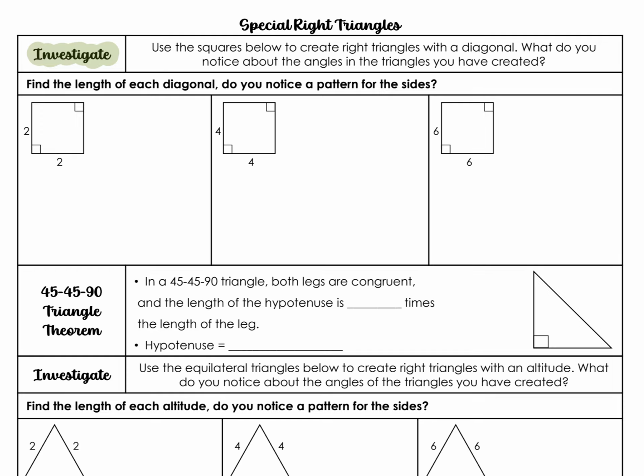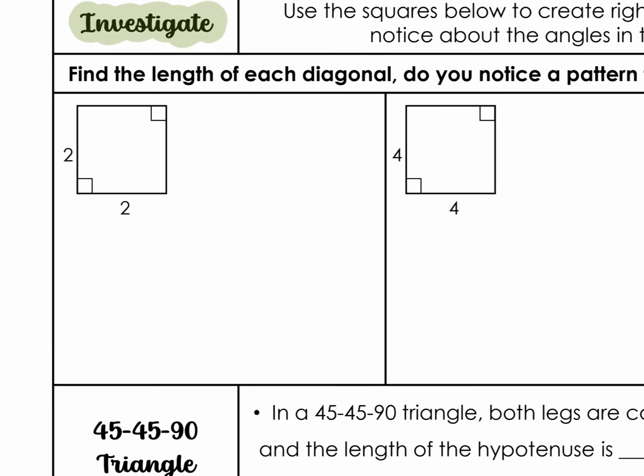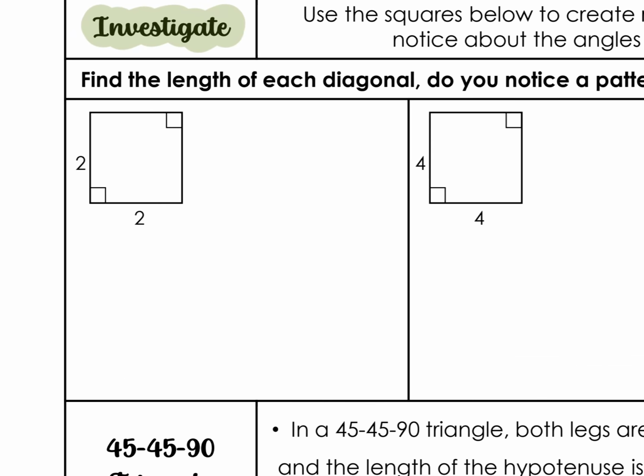All right, so let's look at this first one here. We're going to find the length of each diagonal, and do you notice a pattern with the sides? Okay, so I'm going to start off by drawing a diagonal. All right, so we are going to solve for the diagonal's length using the fact that this is a right triangle, so we can use Pythagorean theorem.